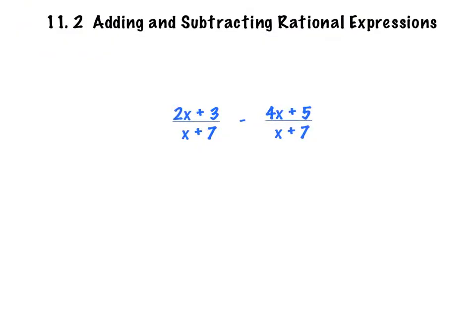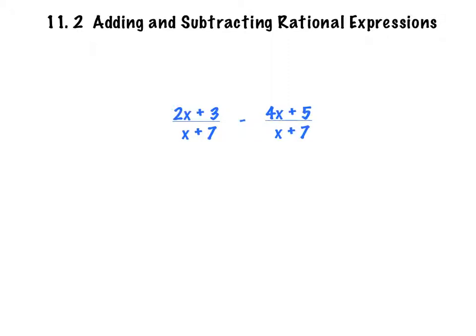All right, let's try some adding and subtracting rational expressions. Now, you've already done the multiplying and dividing. That's actually a little bit easier than the adding and subtracting. We'll do two kinds of examples. One where they already have a common denominator, because remember, to add and subtract fractions, you have to have a common denominator. And then we'll try one that doesn't have a common denominator.